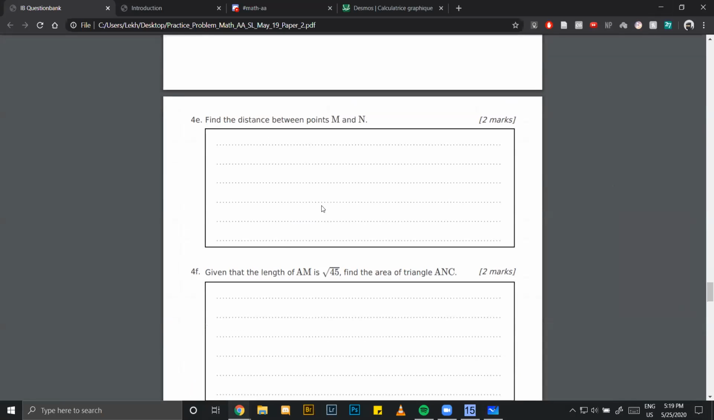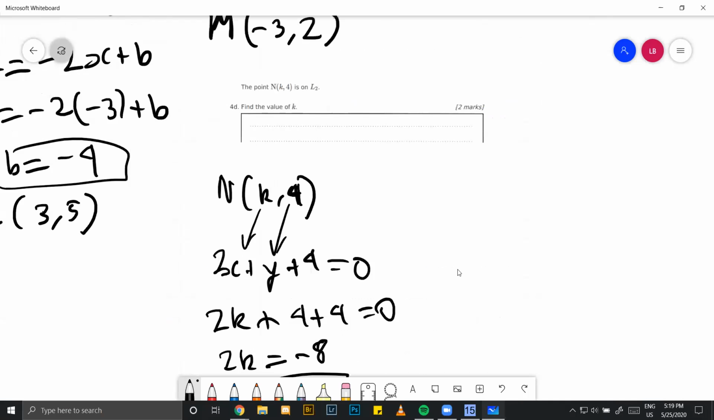There are 2 more sections left. Find the distance between points M and N. I'm not going to copy paste that because I don't need to.